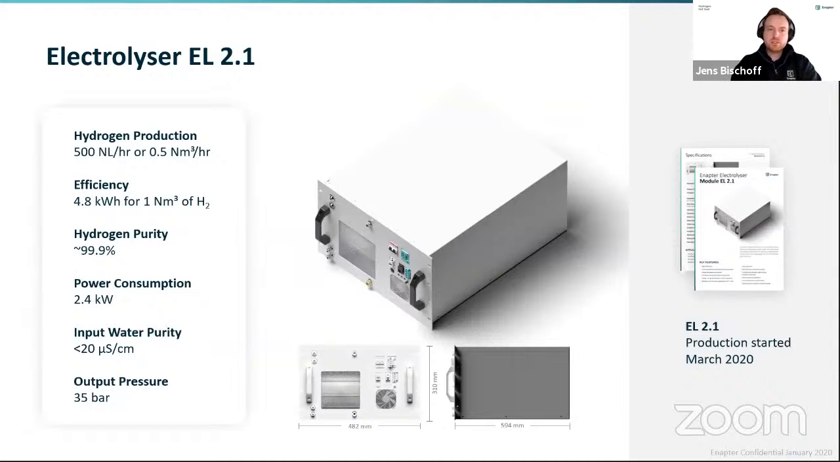Our current product is the Electrolyzer EL 2.1. It's basically the size of a microwave, a little bit heavier than a microwave, and it can produce half a cubic meter of hydrogen, and it only needs 4.8 kilowatt hours to do that, which is a very good value. And it provides you that already at a pressure of 35 bar.